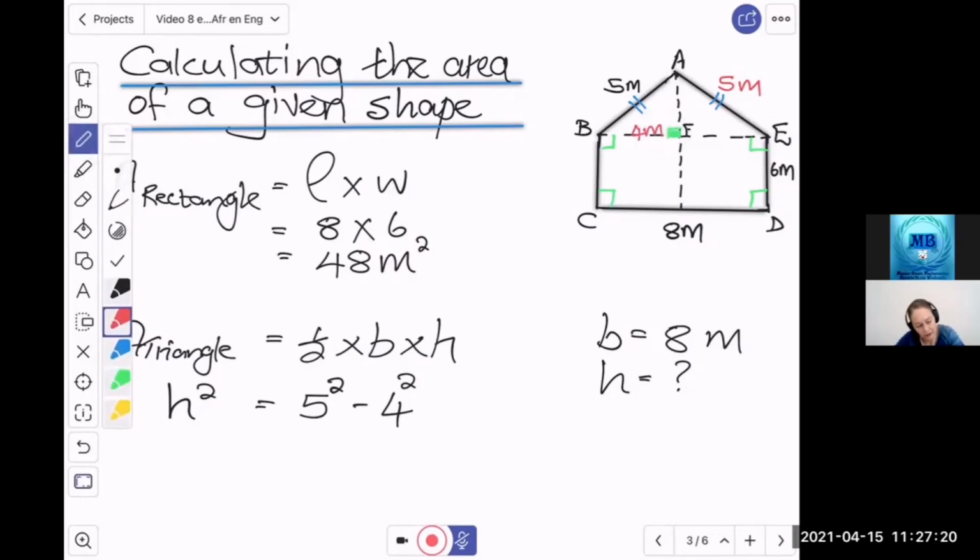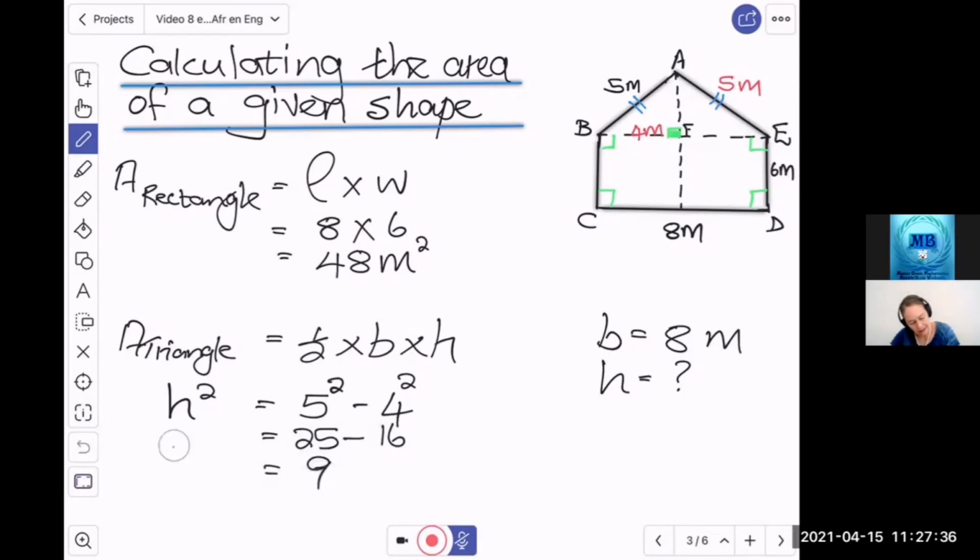Right, so in order to calculate the length of the height, we complete this. We have 5 squared, which is 25, minus 4 squared, which is 16, and that ends up to 9. And that is h squared, but we want only h, so we need to get the square root of 9, and that will give us a value of 3 meters. So our value for the height is 3 meters.